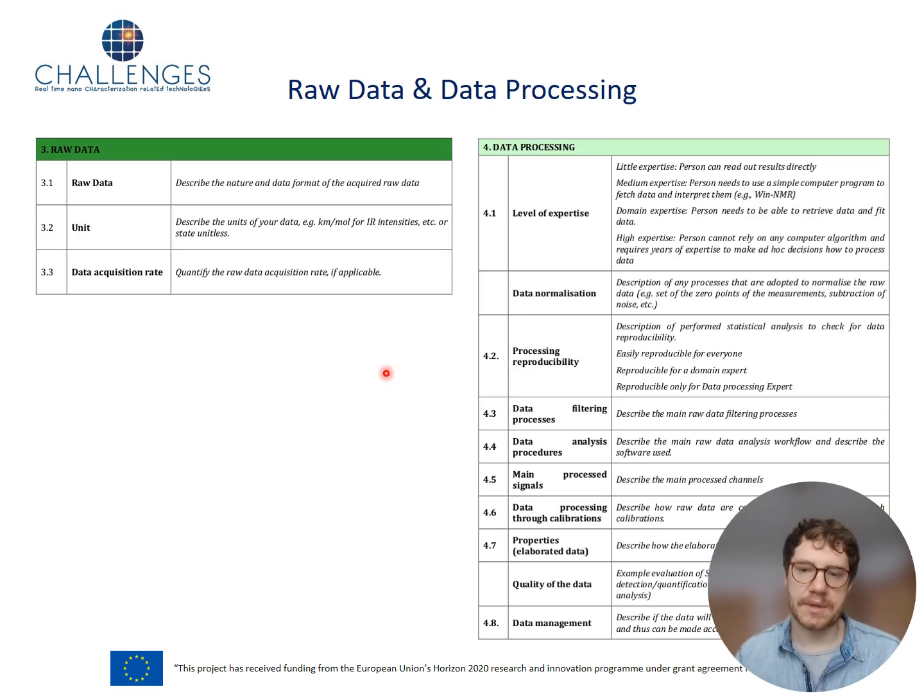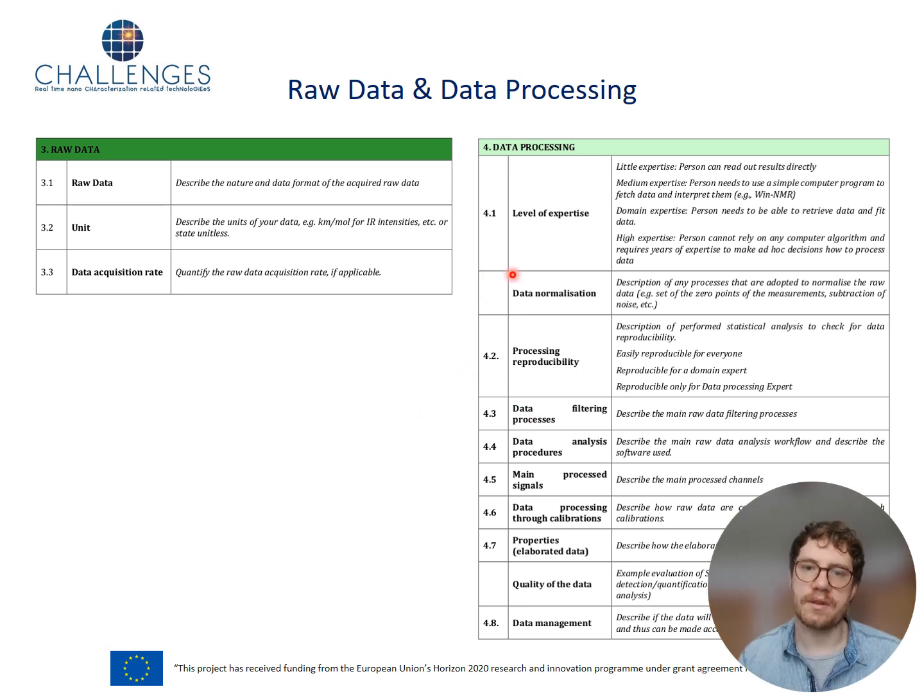So quickly coming to points 3 and 4. The raw data has only 3 subcategories. The nature and format must be specified, which unit is used, so kilometers or kilograms or watts, and then the acquisition rate should also be specified, so how many data points were acquired per time.